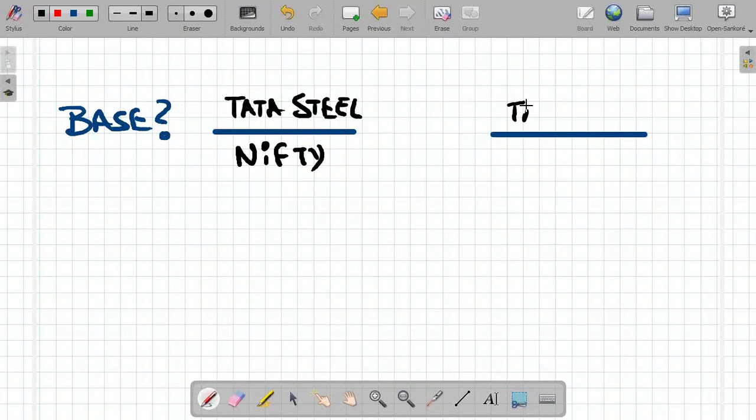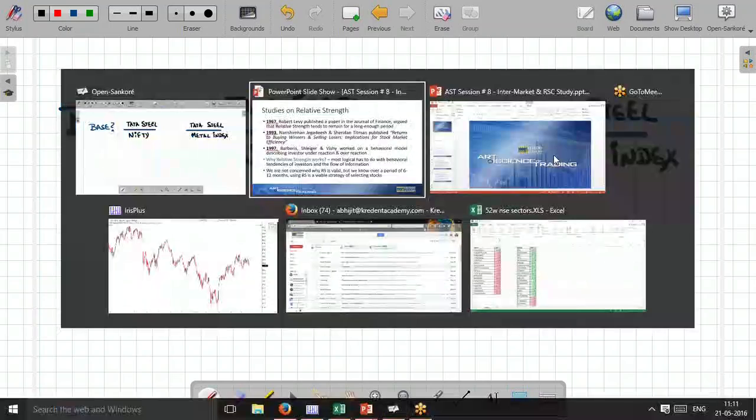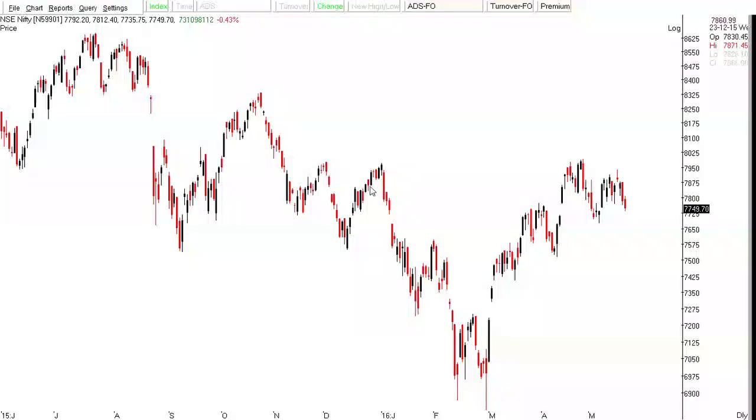The other thing that you can do is take Tata Steel on a base of the metal index. In that case, you do a simple comparison of how the stock is doing vis-a-vis its peers, right? So let's take a look. Let's go to the charts and let me show you how it looks. So this is the Iris Plus Spider software that I generally use for tracking real-time markets.